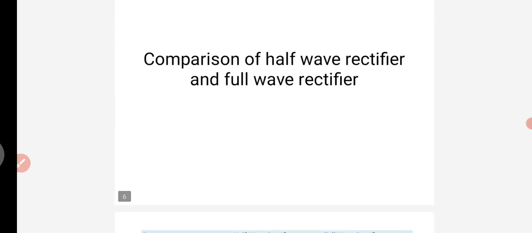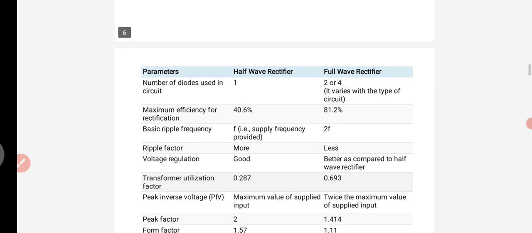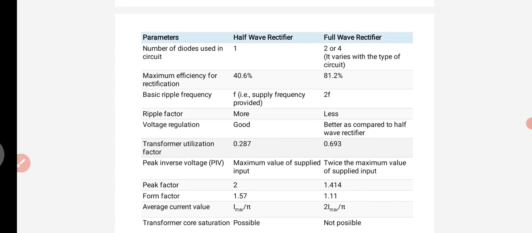Next we go for the comparisons. In the previous session we learned the functioning of the half wave rectifier and full wave rectifier. Now we go for the comparison of half wave rectifier and full wave rectifier. These are some of the parameters related to them. The first parameter is the number of diodes used in the circuit. In the half wave rectifier circuit, the number of diodes used is 1.